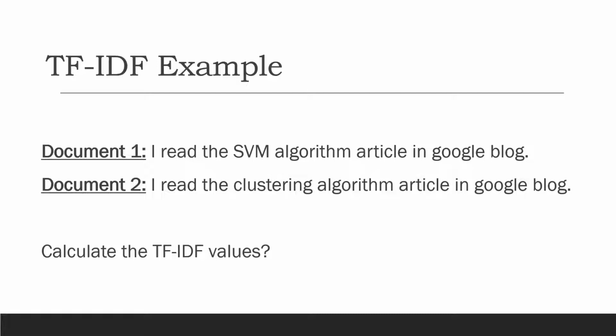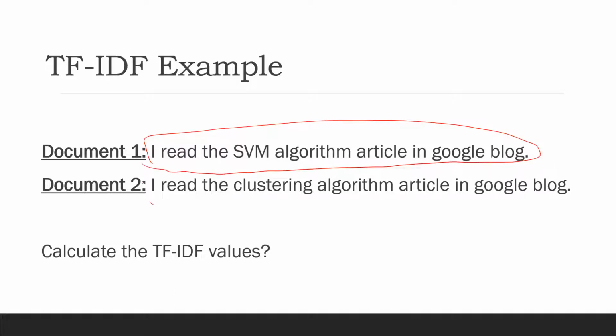Okay, let's think about this. I have 2 documents, 2 books or 2 papers. Those papers contain these 2 paragraphs. One paragraph says this content. Another paragraph says this content. So I need to calculate the TF IDF values. That is my question.